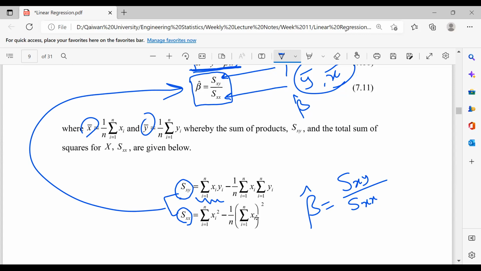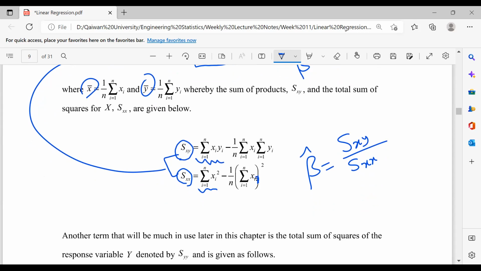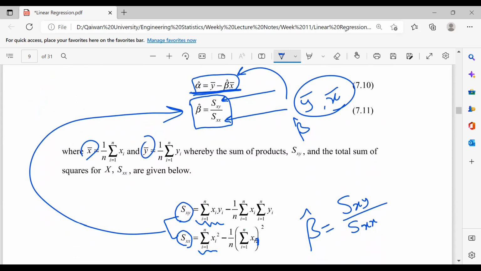Then S sub XX is the sum of xi squared minus 1 over n of the sum of xi, all squared. That's why we have these rules only for finding the alpha hat and beta hat.